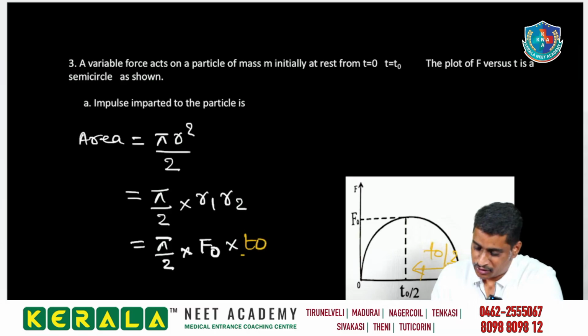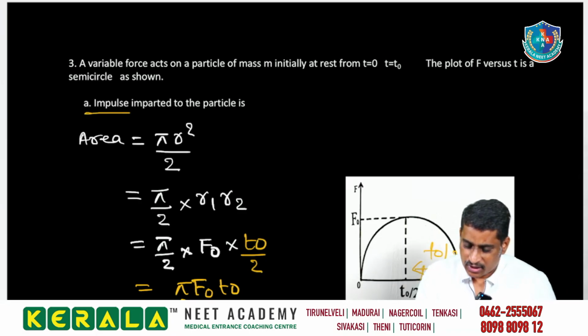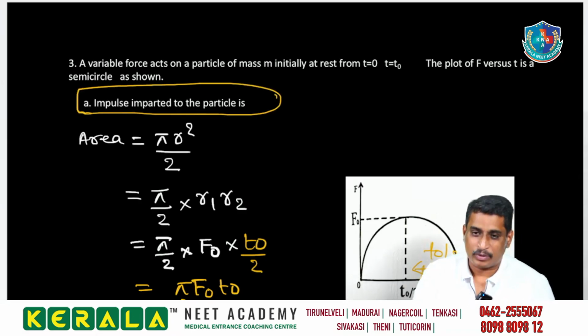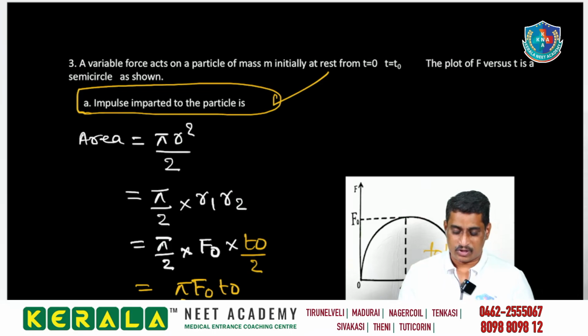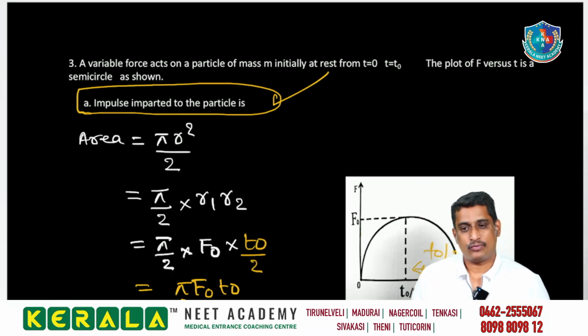Therefore, this will be t naught by 2. Therefore, this will be pi f naught into t naught by 4. So, the impulse imparted to the particle in this particular example will be given by this equation: pi f naught into t naught divided by 4, we are getting.